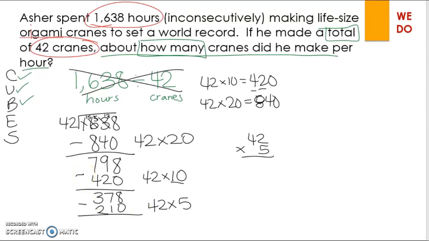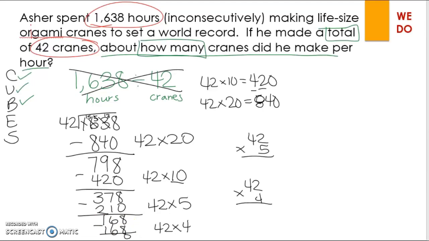What are we going to do now? We're going to subtract, and we get 168. And I'm going to say, okay, let's try 42 times 4. And if I did 42 times 4 over here, guess what I'm going to get? 168. So I'll be left with a 0 here at the bottom.